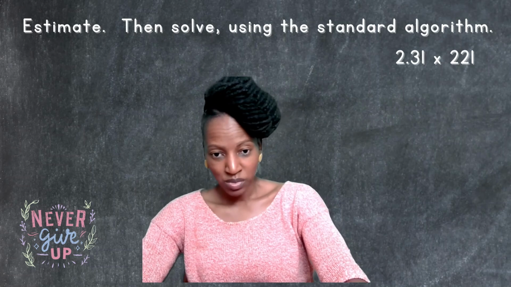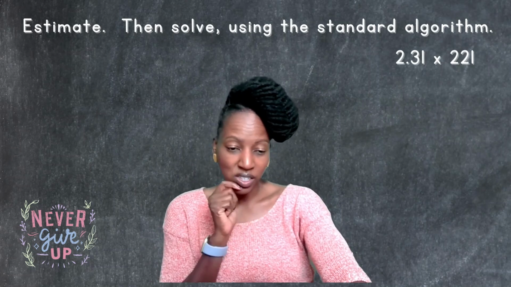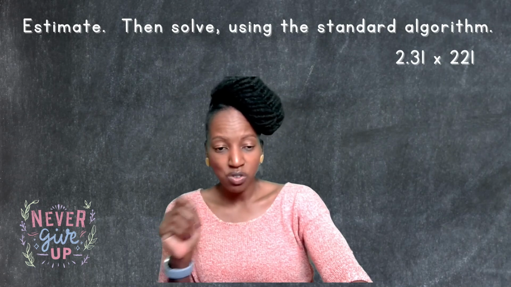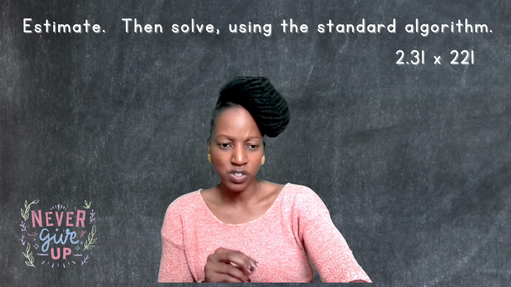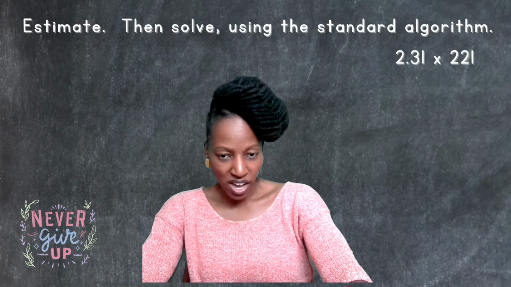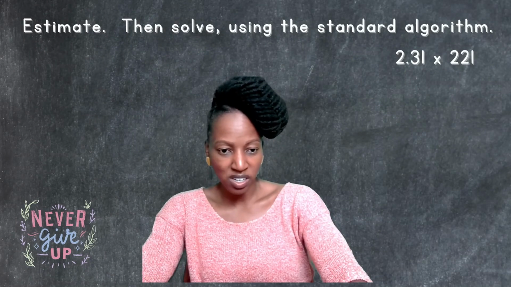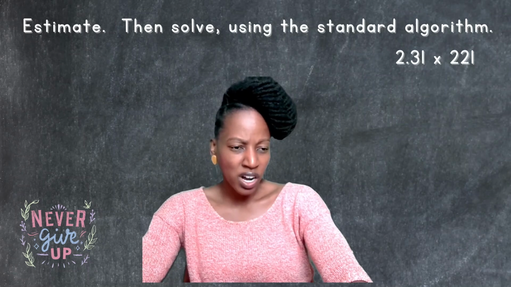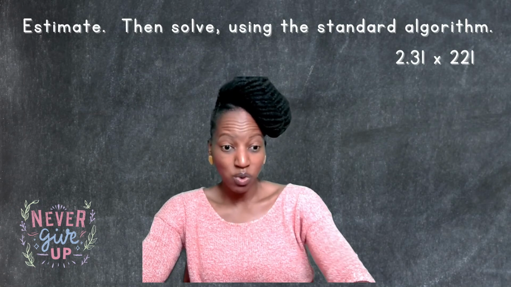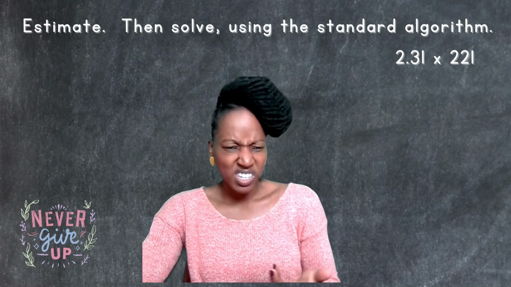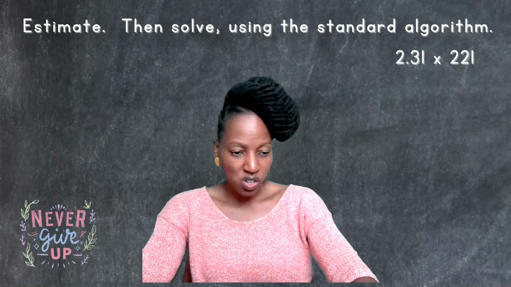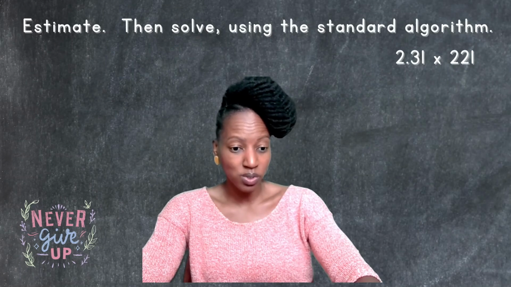Our next problem, we're going to multiply. We're going to, again, look at those directions. We're going to estimate first. 2 and 31 hundredths times 221. So we can see that our first factor of 2 and 31 hundredths is the same, but now we have a new second factor of 221. And so in order for us to begin multiplying, again, we must set up our estimation, because that estimation is going to help me to think in terms of whether or not my answer is reasonable. So let's go ahead and get started on this next one.